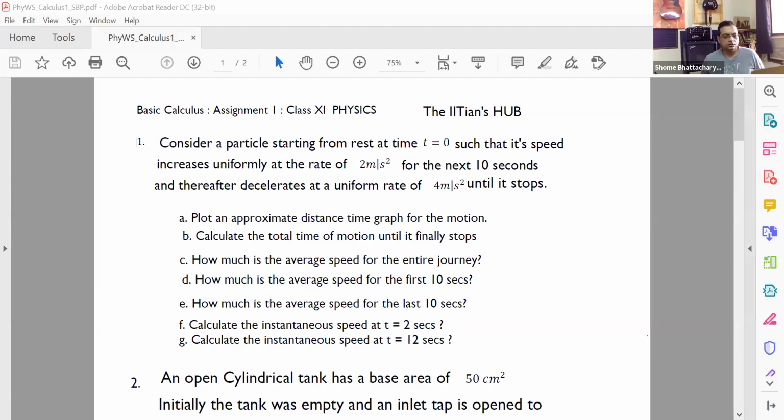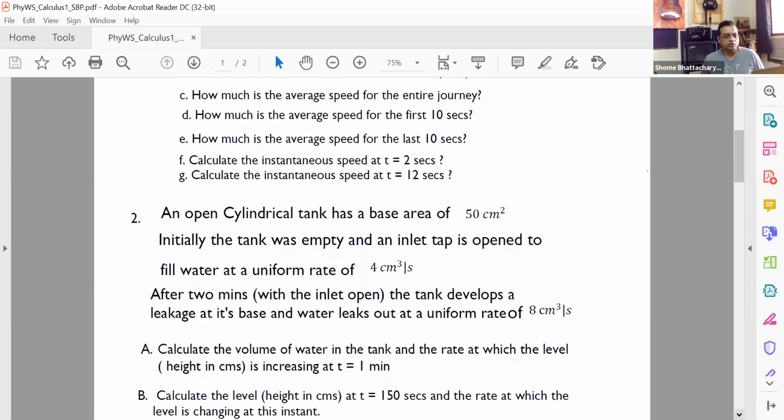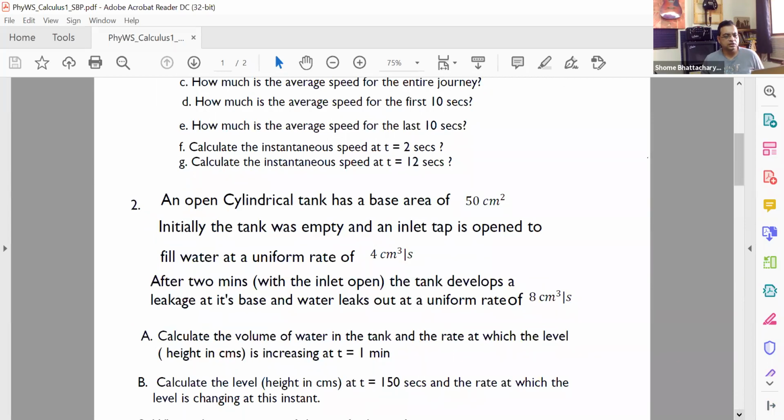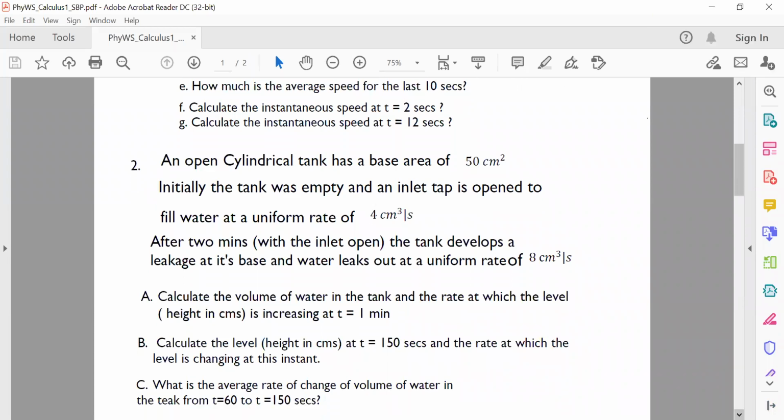Okay, now I'm moving back to the worksheet. Okay, second question. Somebody had a doubt in some part in this? Yes.